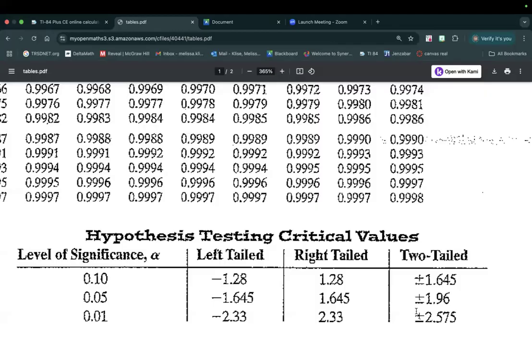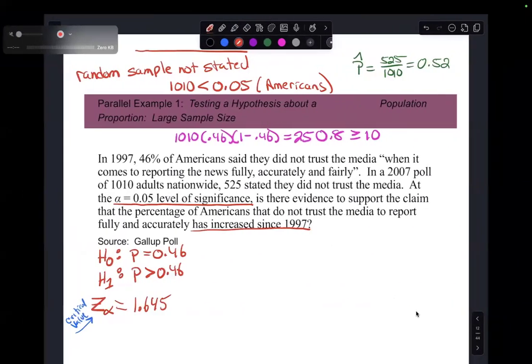All right. I'm going to jump over here. Okay, I have my z-score. This is my critical value. Okay, next, I need to calculate my test statistic. So my test statistic, remember, is p hat minus p naught divided by the square root of p naught times 1 minus p naught divided by n.